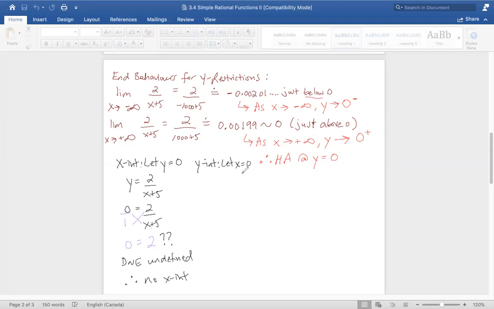Y-intercept, let x equal 0, write out my original simplified expression. And when I see x, I put 0. So this is just simply y is equal to 2 over 5. So I do have one existing here. So therefore the point, again, when x is 0 first, y is 2 over 5. That's my y-intercept. 0 and 2 over 5.